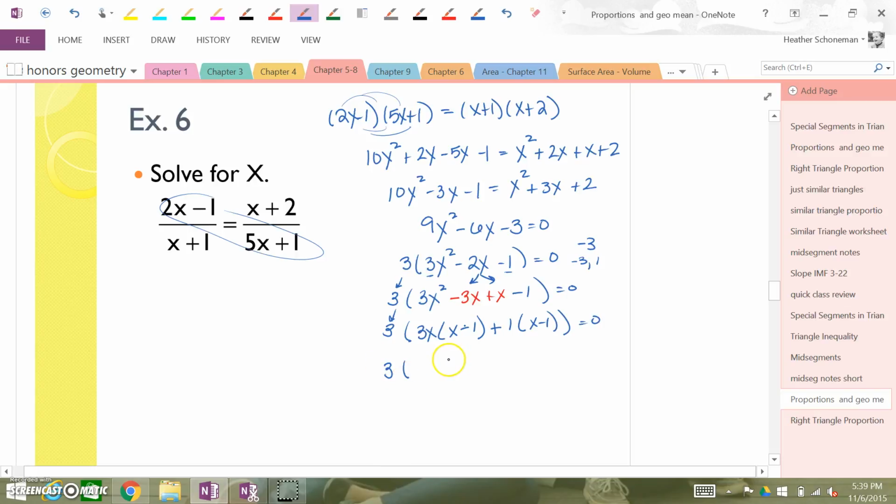Now let's rewrite it. So there's the greatest common factor. One parentheses is x - 1. Okay. And the other parentheses is what gets split up, which would be the 3x + 1. And that all equals 0. So when you solve, x equals 1 and negative 1/3.